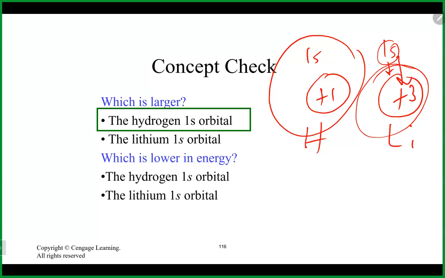Which one is lower in energy? So this would be the opposite answer. Because of the 1s being dragged in closer to the nucleus, the lithium 1s is going to be closer to the nucleus and lower in energy than the 1s orbital that we have in hydrogen in this case. Any questions on those two there?